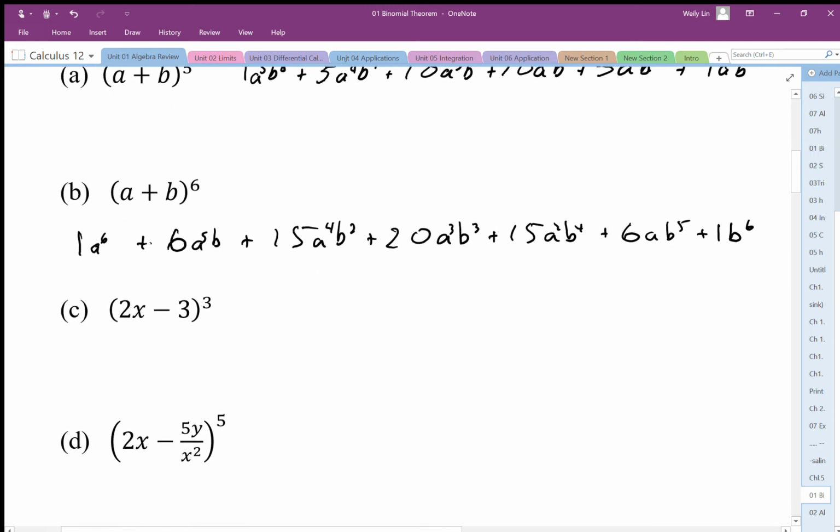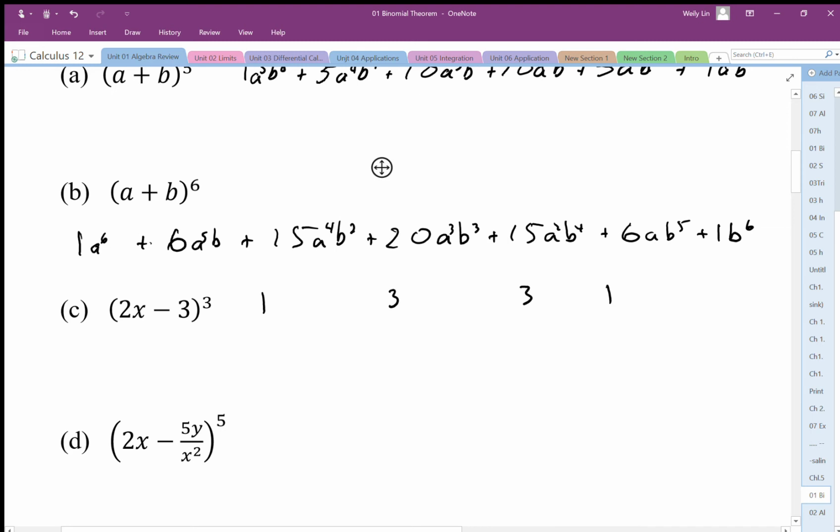So for power 3, in this case now, my a's and b's have other coefficients involved, and there's also a minus in there, so I have to be wary of this. So I'm just going to do my coefficients first. So it's going to be 1, 3, 3, 1. Okay, so that's my expansion coefficients for the third row of Pascal's triangle.